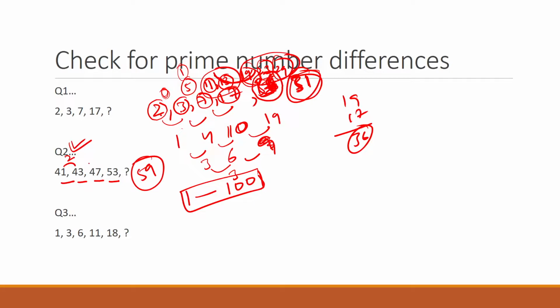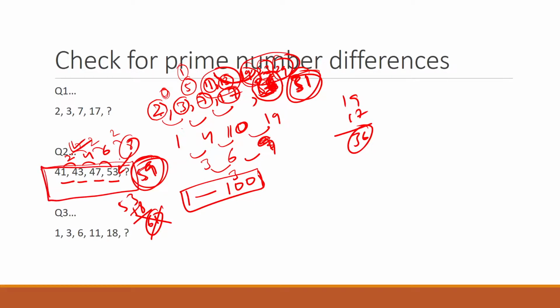So 41 plus 2 is 43, plus 4 is 47, and 47 plus 6 is 53. So what should be the next? 2, 4, 6, so this becomes 2 again, 2, 2. So 8 will be the difference, and 53 plus 8 will give you 61. So 61 will be in the options, and if you mark 61, your answer will be completely wrong. So 59 is the answer here if you are considering this to be a prime number series.